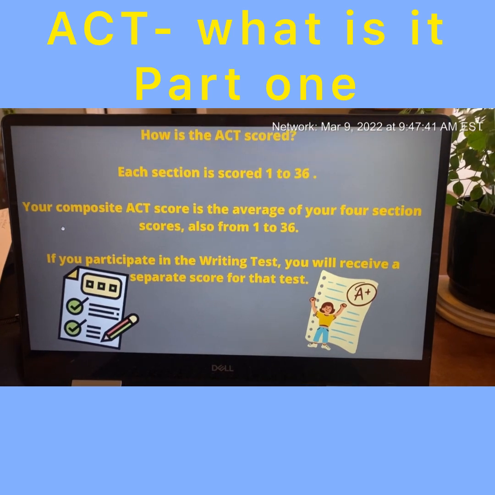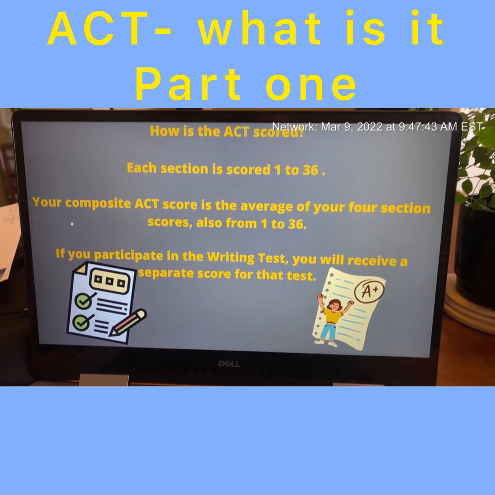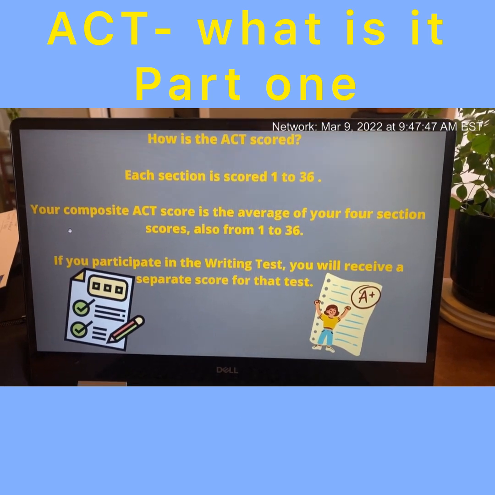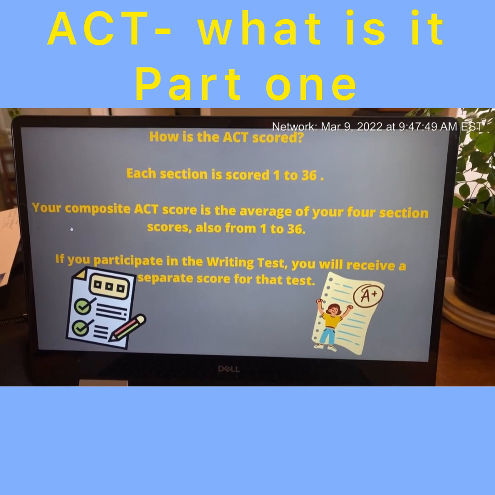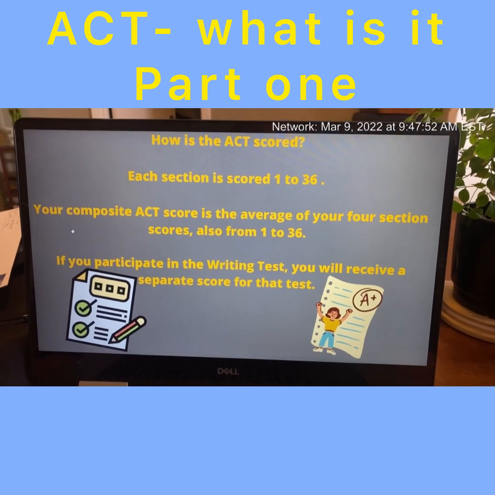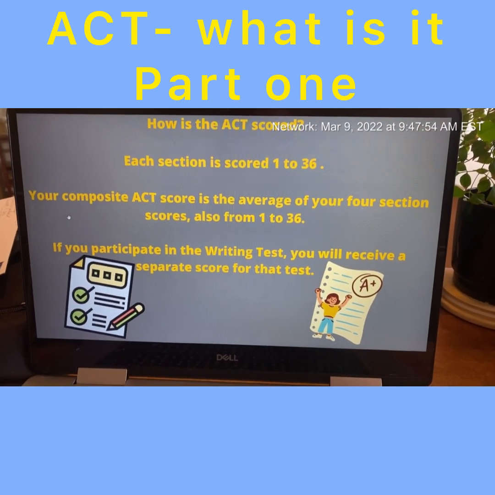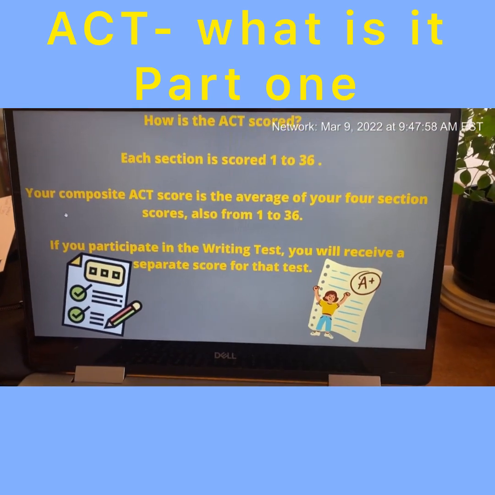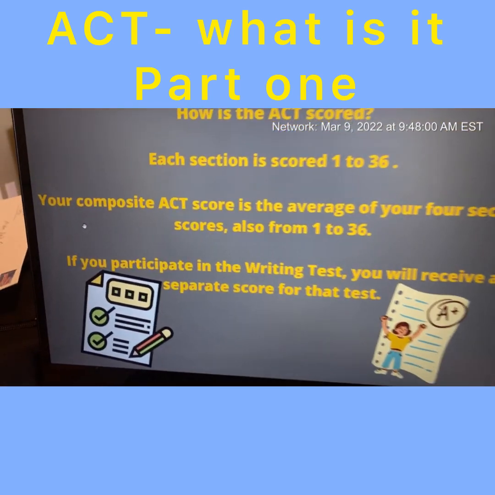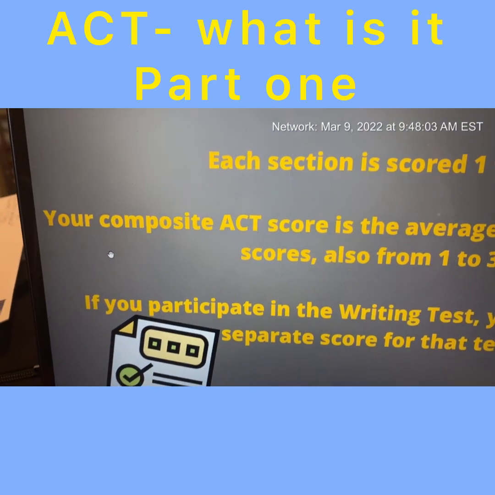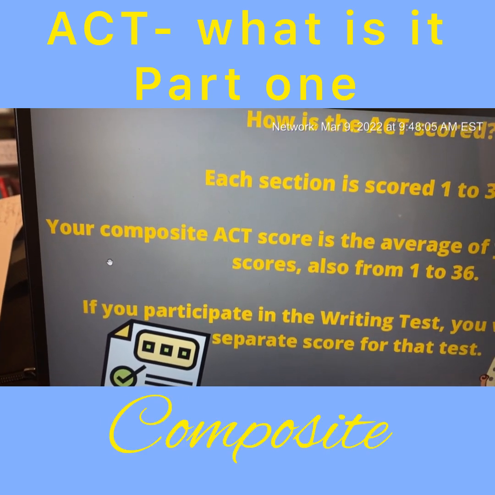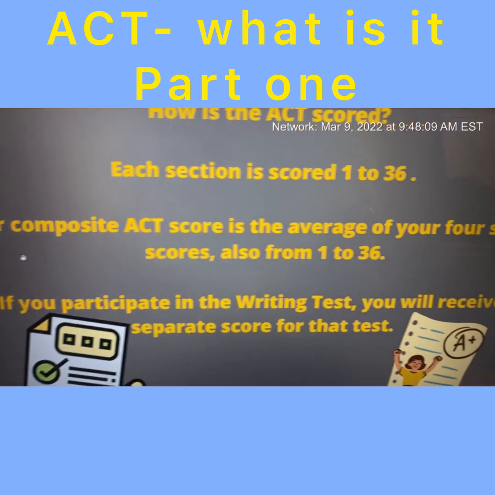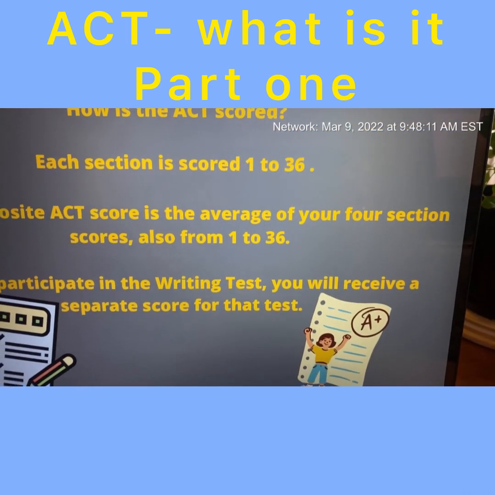Each section, I told you, the reading, the math, the English, and the science, they're scored from 1 to 36. If you recall, the SAT is from 0 to 800 each section, and so it's different. So if you get like a 25, then oh my God, I completely blew it. No, you have to realize the difference in scoring, and your composite, and that's a big fancy word, you need to get used to it. Composite score, and the same thing for the SAT. Composite means your overall score, or the average of the 4 sections between 1 and 36.